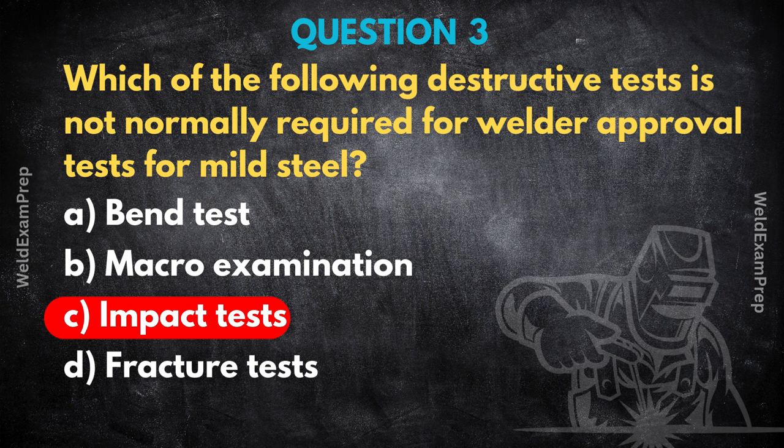So proving toughness is a job for the PQR, for the procedure qualification. For the welder test, we just need to prove they can make a sound weld. So impact tests are usually left for things like low temperature applications. Perfect example. If you're building a structure for the Arctic or a cryogenic tank, then yes, impact properties are critical and will be tested in the PQR.